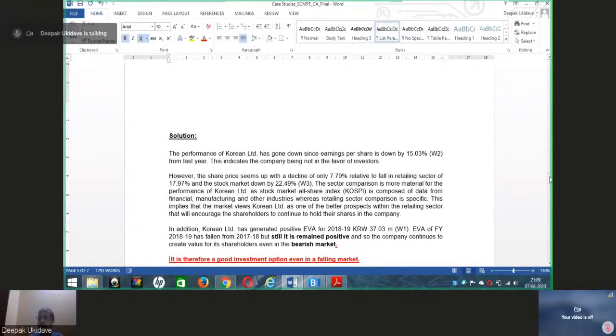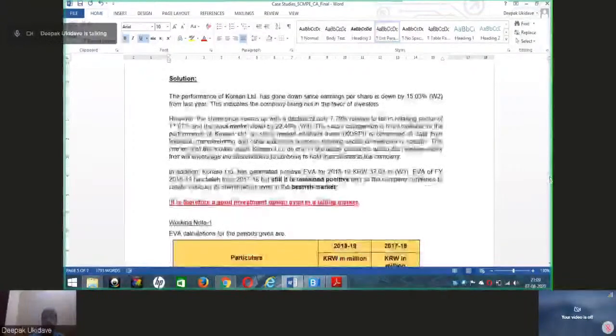So this particular approach, particularly a detailed commentary, is divided into 4 paragraphs. Paragraph 1, traditional measures, EPS going down. Paragraph 2, market indices going down, but the company's market price per share has not declined so much. Paragraph 3, on declining EVA, but still it is positive, and therefore it is an encouraging trend even in a bearish market. And point number 4 is the final conclusion, where it is a good investment option even during a falling market. So I have ended the case study analysis over here. This is the final conclusion which you show along with the working notes or annexures.